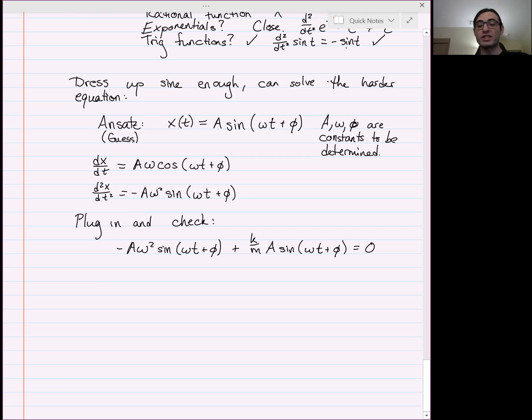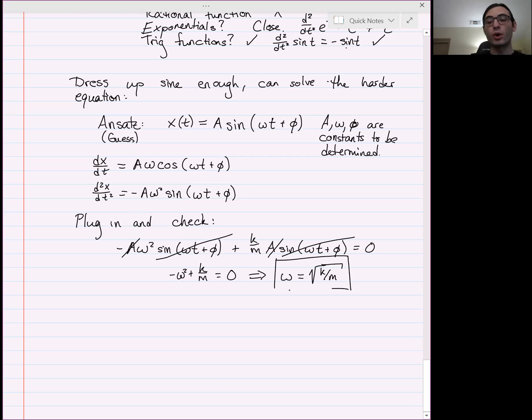And now we can try to solve for some of these things. Well, A can cancel out. In fact, all of the sine can cancel out as well. So what we're left with is negative omega squared plus k divided by m should equal 0. Or, put a different way, omega, one of the constants that we just plugged in, and didn't know what it was, is the square root of k over m. And so our guess works so long as whenever we say omega, what we mean is the square root of k over m.